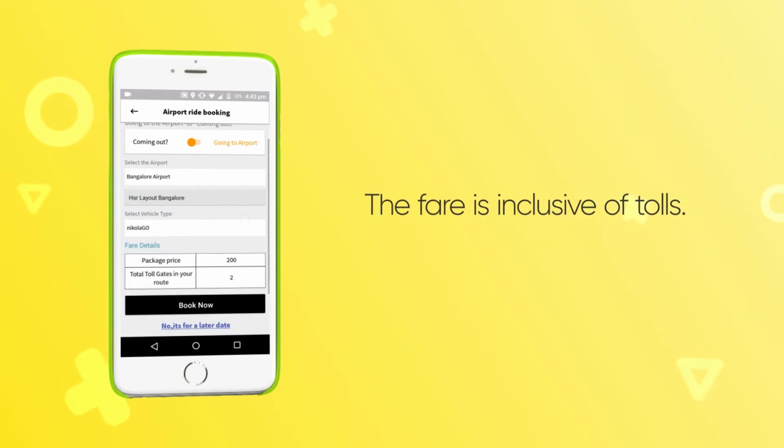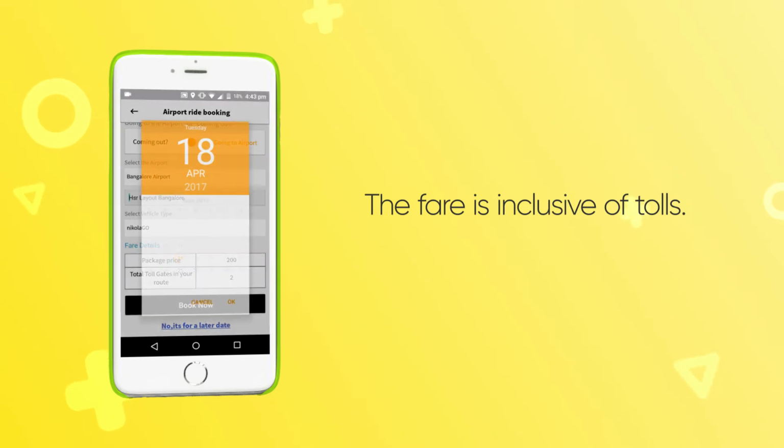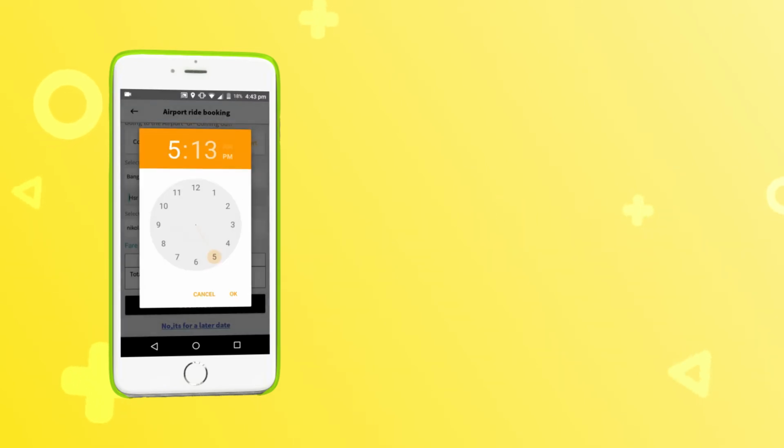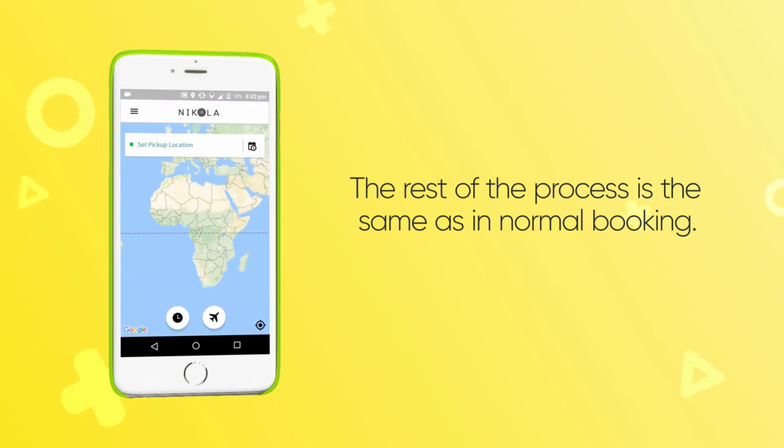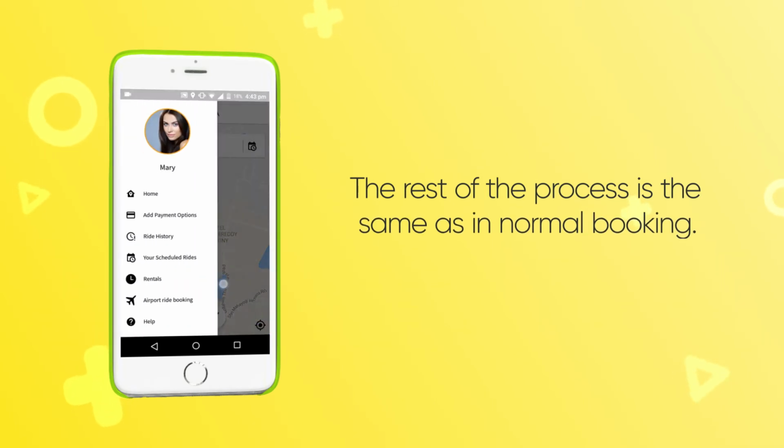The fare is inclusive, and it lists the number of toll booths on the way. Even here, the passenger has the option to book the ride immediately or to schedule it for later. The rest of the process, including payment, is the same as with normal booking. In the next and final part, we'll explain the web-based admin panel for configuring various aspects of Nikola.